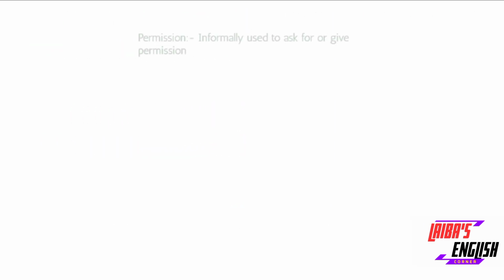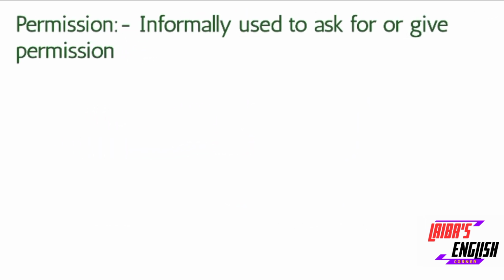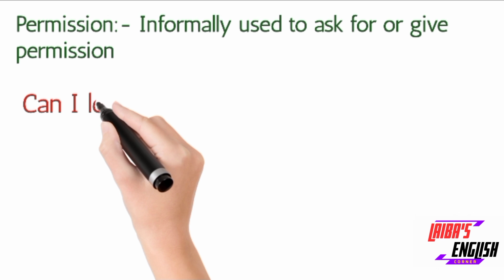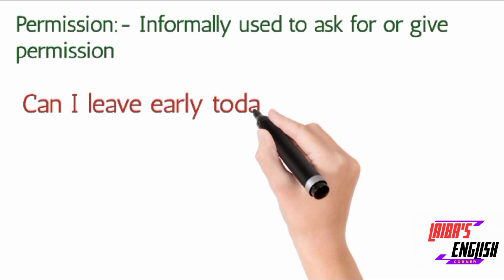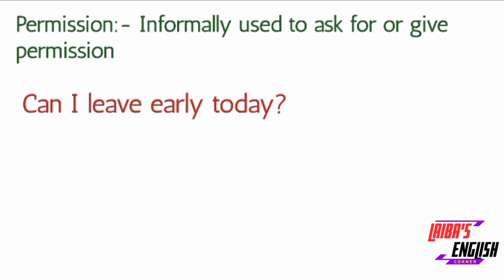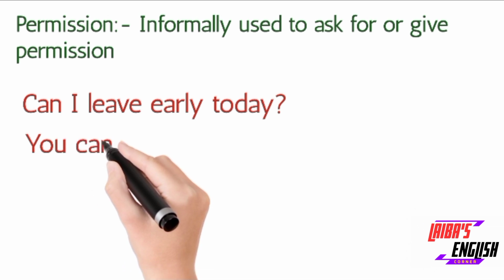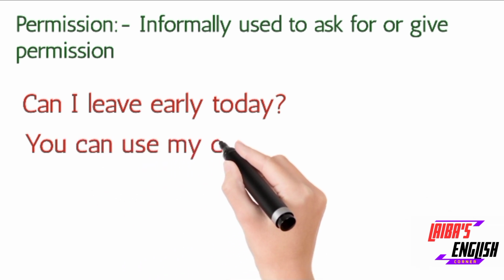Now we are moving towards the third usage of can, which is permission. Remember one thing, can is basically used for informal talk. When we are talking formally, can will not be used. Informally used to ask or give permission. For example, can I use your phone? Here I am asking permission. Another example, can I leave early today? Here I am also seeking permission.